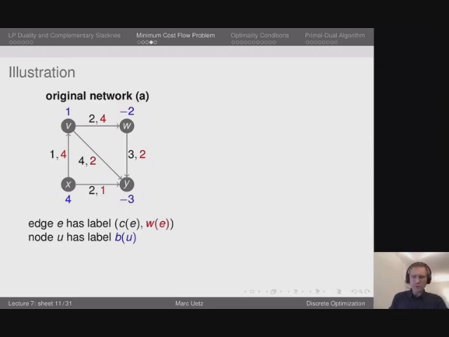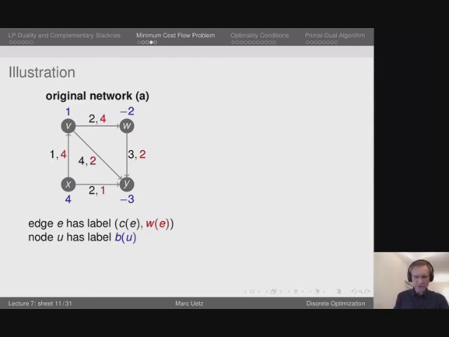Now also remember that we have 2 parameters per edge. So we have a cost parameter, a cost of 2, which is here in black. That's the cost of that edge. And we have an upper capacity of 4, which is in red. So that's the upper capacity W.